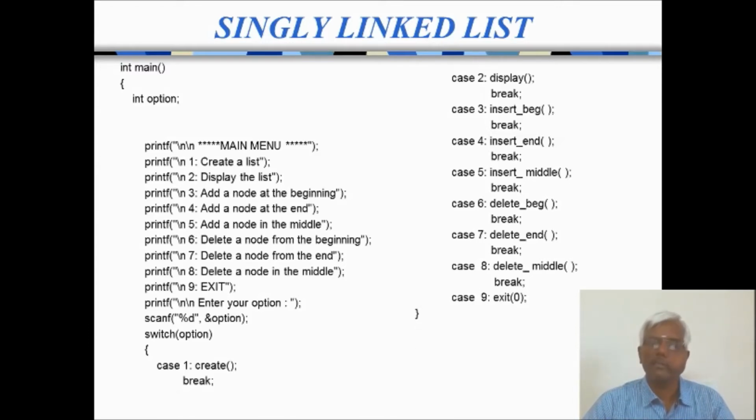Now the menu is displayed. We are getting an option. For the respective option, the respective function is called and it will be performed. But this is a repetitive process. So we include all these statements inside the while, do while or for statement. We prefer do while. So do statement and the while option is less than 9.